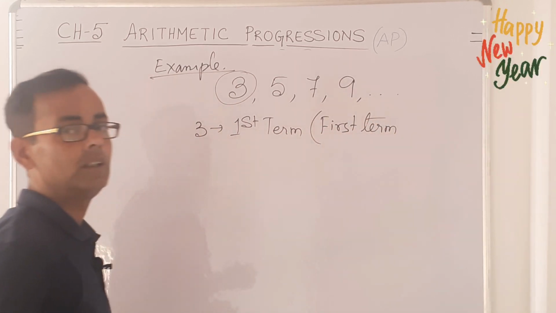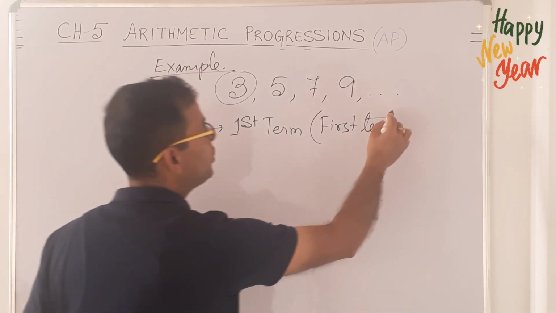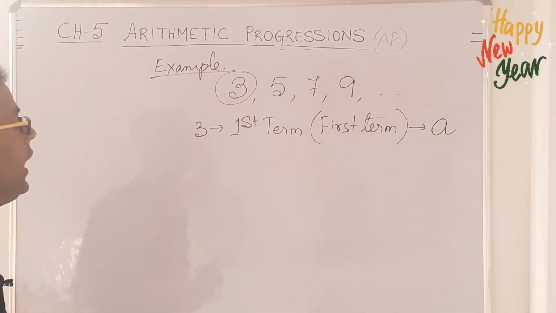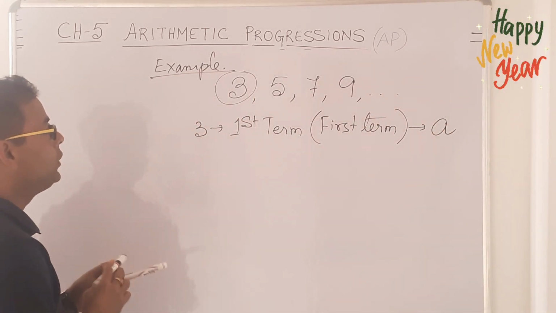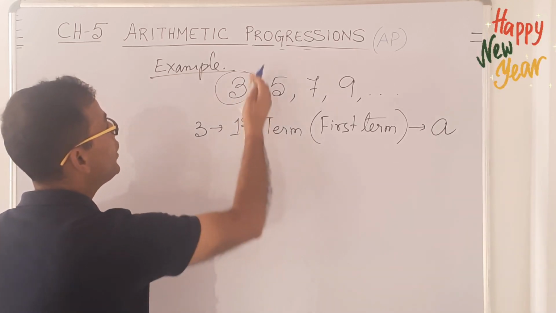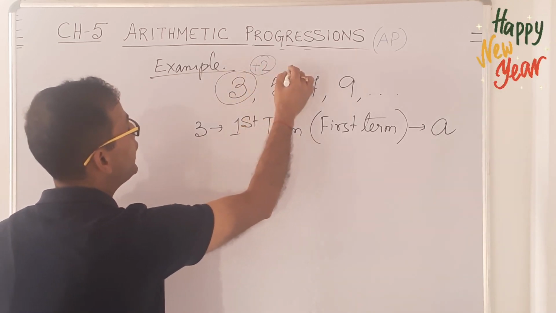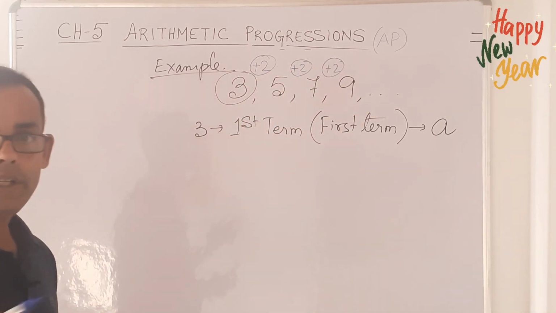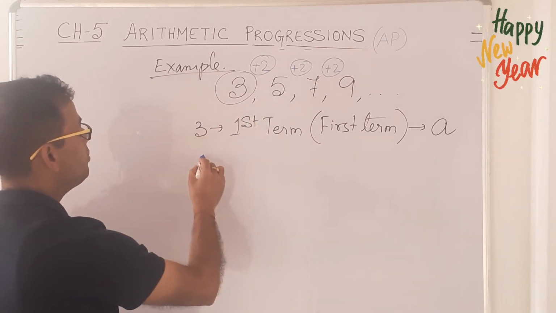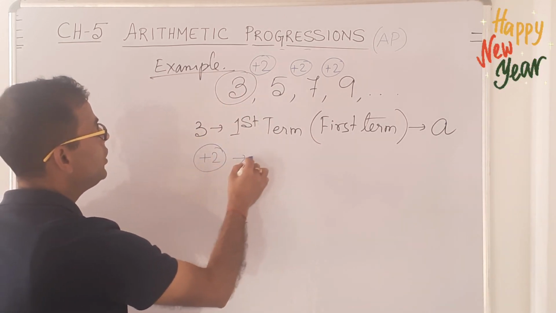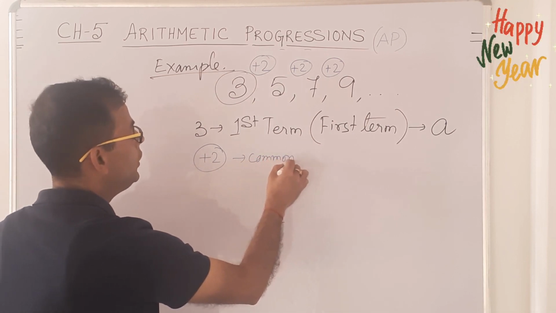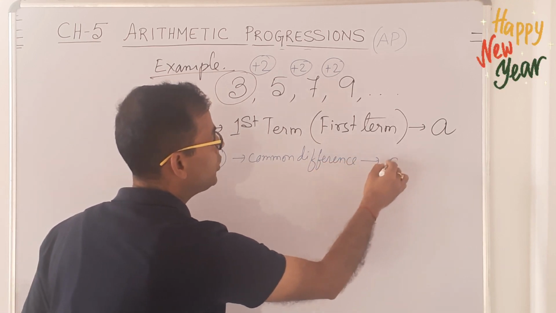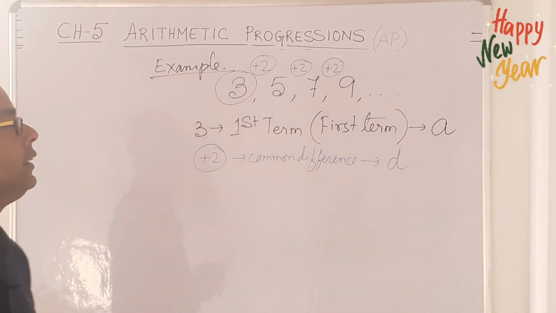This first term we denote with one alphabet, that is A. And every time I am adding one fixed number, plus 2 here, plus 2 here also, plus 2 here also. So already I told you that this fixed number, plus 2, is known as the common difference, and in short it is known as D.